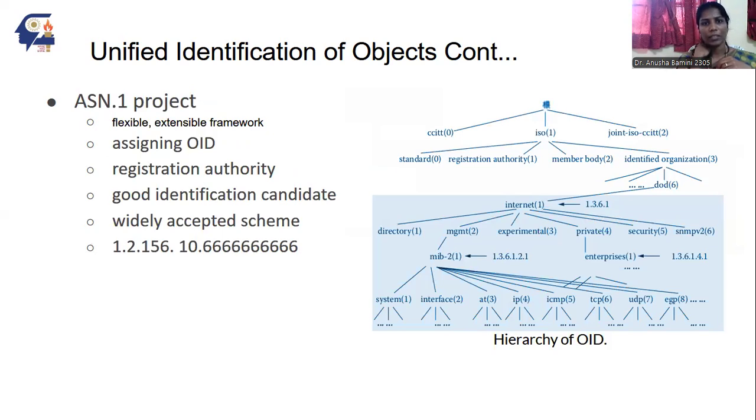And this is the unified identification of objects using the ASN model. Which means assigning an object ID, then registration authority, good identification candidate, widely accepted scheme. So this ASN.1 project is mainly used to identify or register a particular object. So it's an accepted or registered scheme. Another thing you should know is that each device has a particular unique ID, the ubiquitous ID.